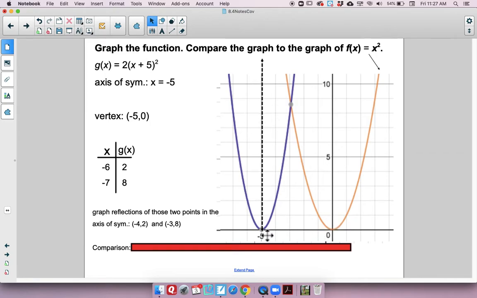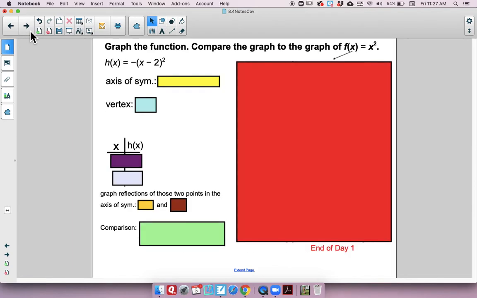So what would our comparison be? As we said, it'd be a vertical stretch by a factor of 2 and a horizontal translation 5 units to the left. Okay, good. Let's try another one.